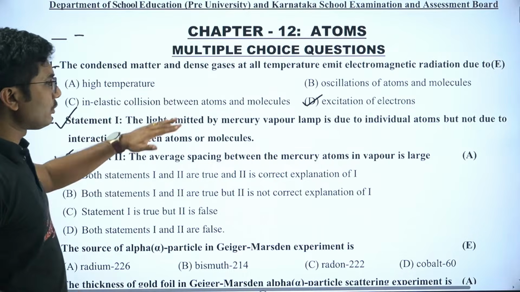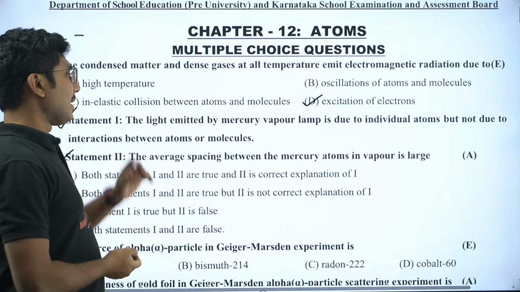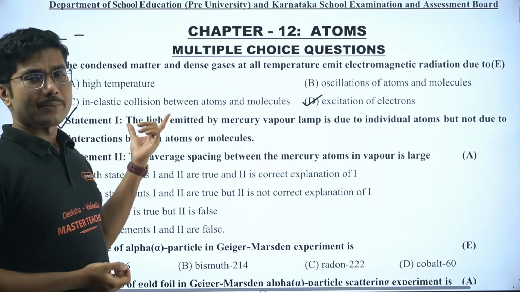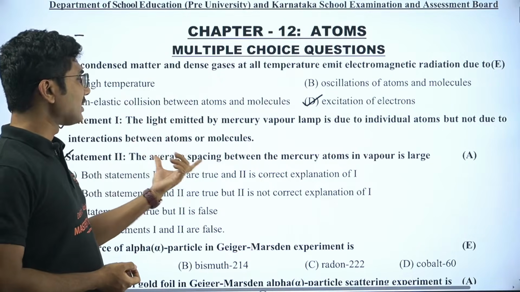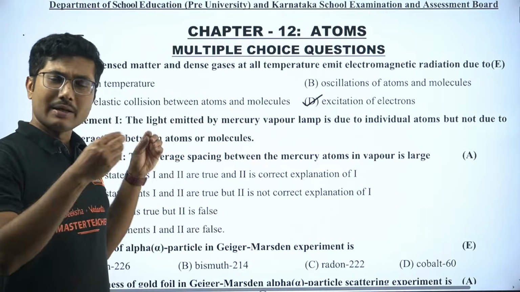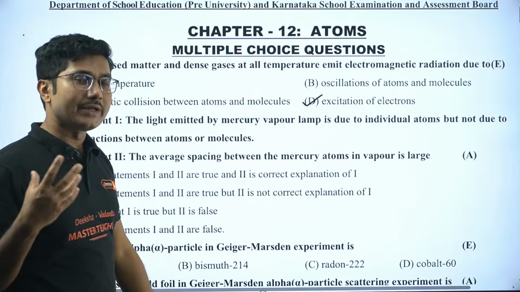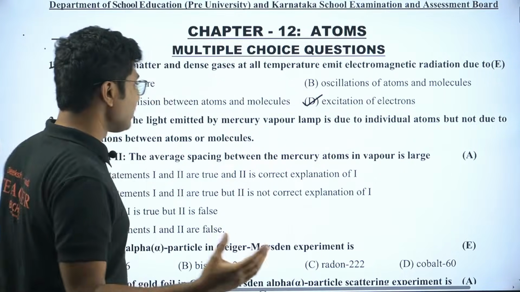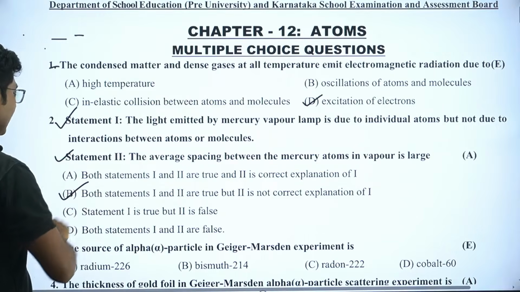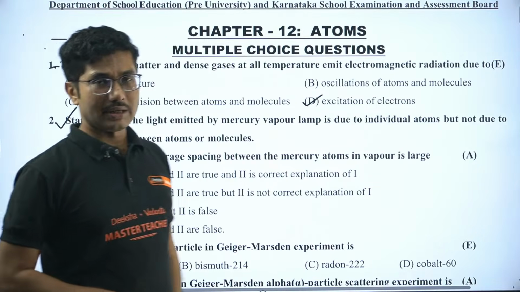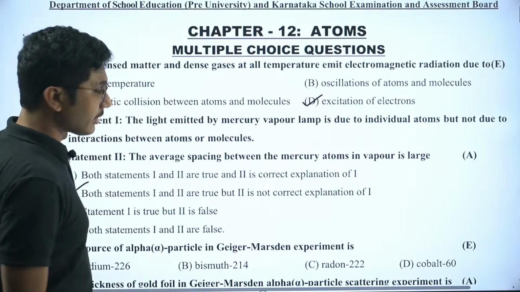Now these two are correct statements, but why mercury vapor is emitting light cannot be explained by the spacing being high, because even if the spacing is low, the interaction will not give rise to electromagnetic radiation. So even though both statements are correct, it is not the correct explanation.